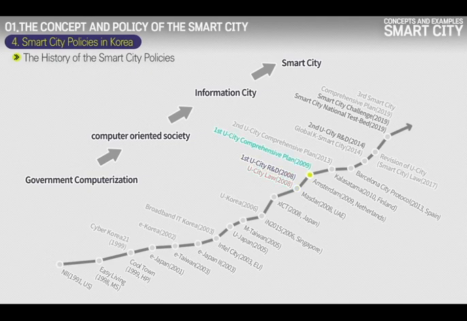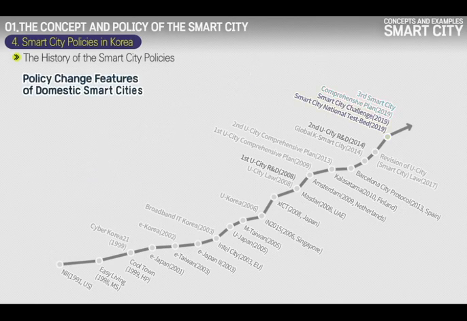Since then, the first and second U-City R&D and Smart City Comprehensive Plan had been established, and in 2017, the name and contents had been revised as the Smart City Laws to supplement the limitations of the existing U-City laws. The third Smart City Comprehensive Plan is currently established, and projects are being pushed to invigorate smart cities, such as a Smart City Challenge Project, a Smart City Regeneration Project, and a Smart City National Testbed Project.